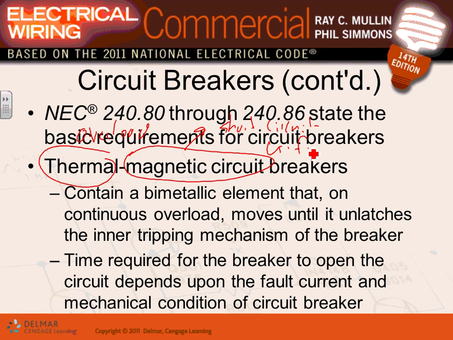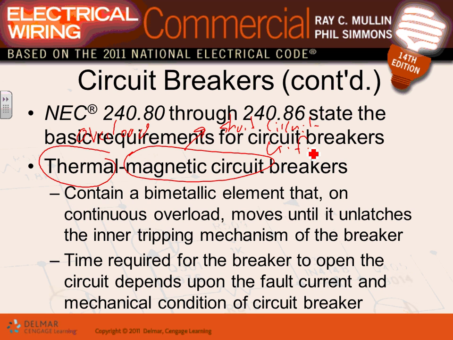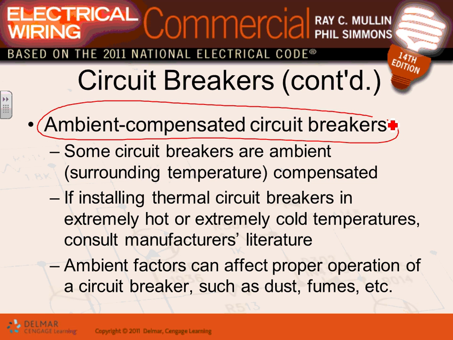They also need time to unlatch and interrupt these circuit breakers. The mechanism of working for them is a bimetallic element that on a continuous overload moves until it unlatches an inner tripping mechanism and opens the circuit breaker. So that's ambient compensation. If you have a thermomagnetic circuit breaker, guys, they are temperature sensitive machines. So you have to compensate if your circuit breaker is in a very hot location. You have to take this into consideration when you set your circuit breaker, because they will give you nuisance tripping.